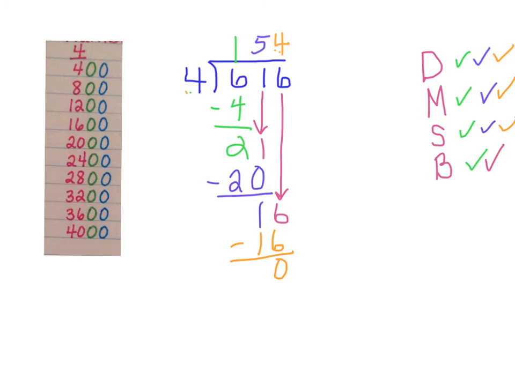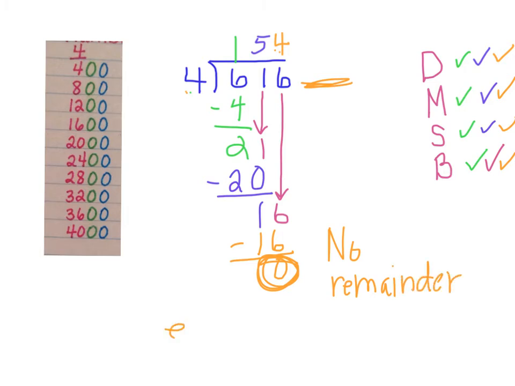There's nothing left to bring down. There are no more digits over here. So I know that I am done. What I'm left with is 0. And what that means is that there is no remainder. That means 616 is evenly divisible by 4.